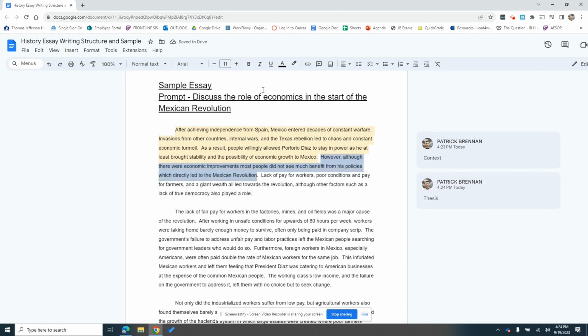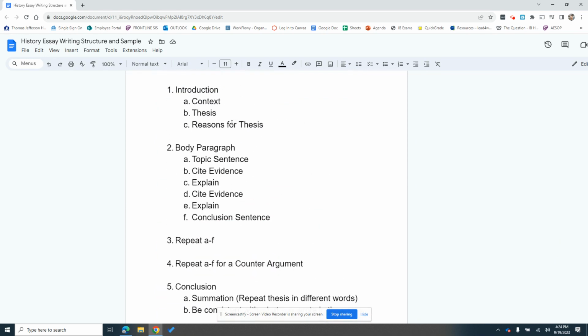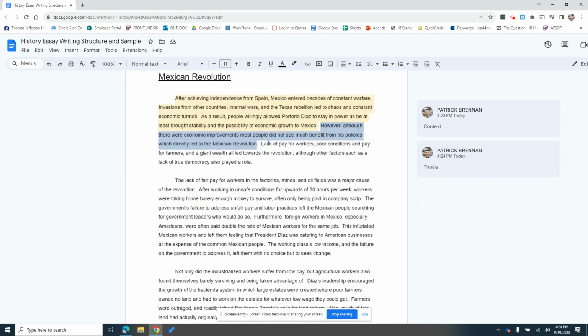And then the last thing we need here is our reasons for thesis: lack of pay for workers, poor conditions and pay for farmers, and a giant wealth gap. Sorry, I missed the word gap. I tried to type this out within 45 minutes, so it kind of mimics what you guys are doing on the essays. Obviously, those are handwritten, but I didn't want to spend hours on this. That wouldn't be a fair example.